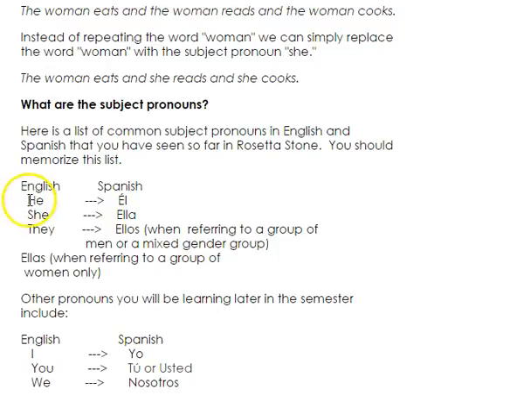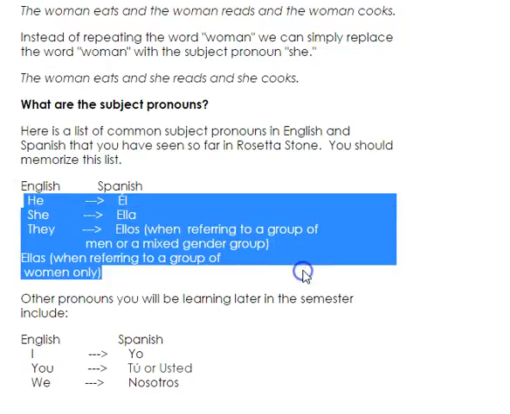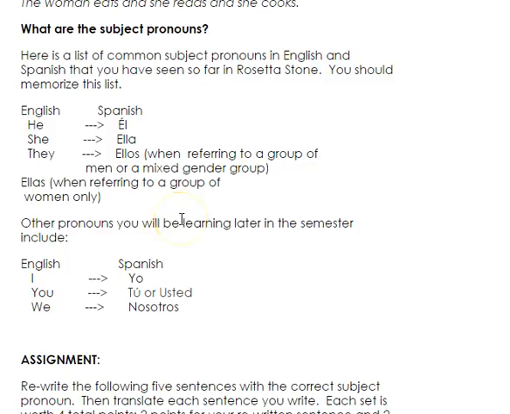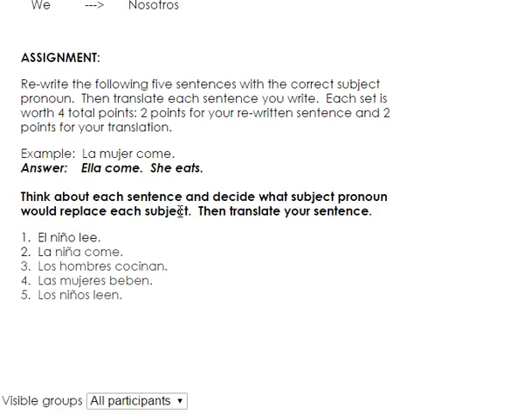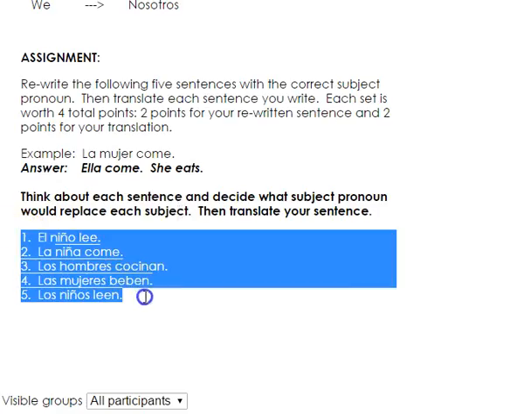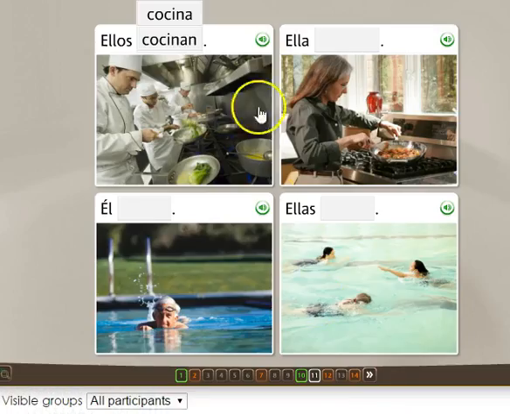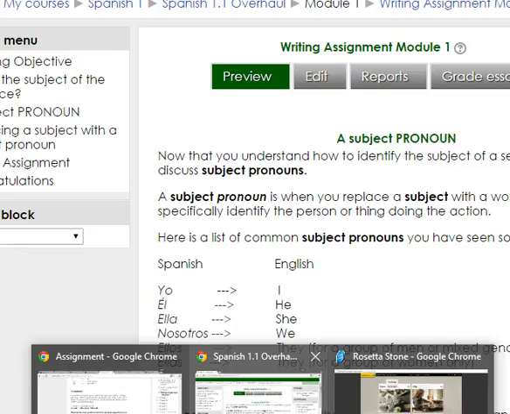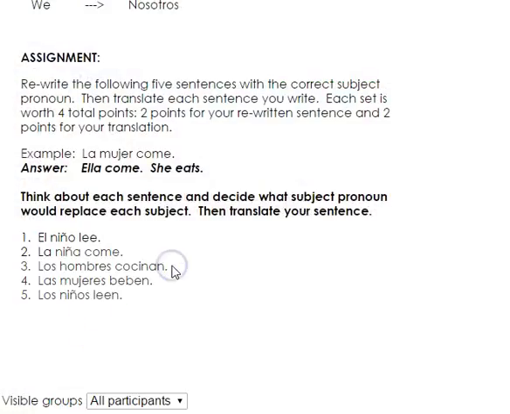It is very important that you memorize these subject pronouns that you have learned so far in Rosetta Stone. You will be learning more as you continue in the unit, but you must commit to memory the word él, ella, ellos, and ellas. Your assignment today is to write 5 sentences in which you use subject pronouns, in which you apply these words you are learning to understand how do you replace a subject with a subject pronoun.